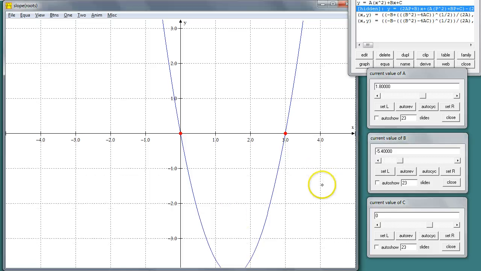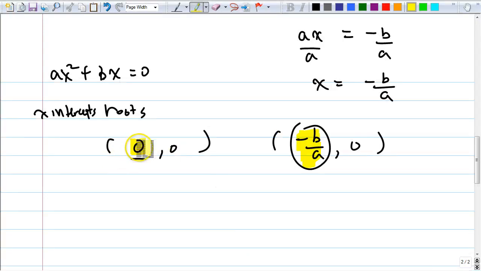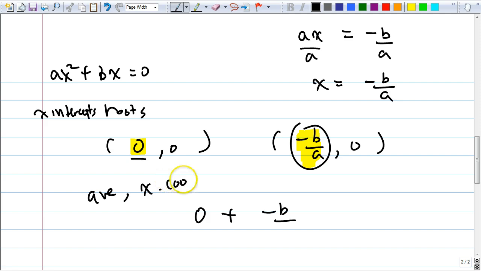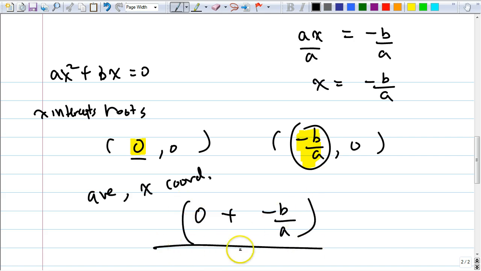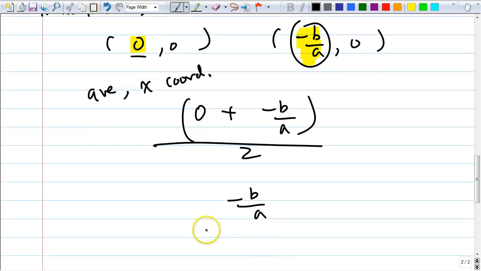You can see this. Let me go down. What's the average of 0 and 3? Isn't that 1.5? Right? So how do we find the average of 0 and negative p over 2a? Well, you just add them together. So we were just finding the average of the x-coordinate. So you go 0 plus negative p over a, and then what? You divide it by 2. So, well, 0 plus negative p over a is easy. Negative p over a, the whole thing all over 2.